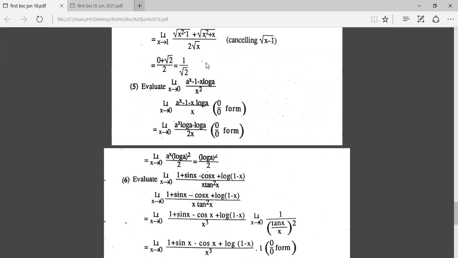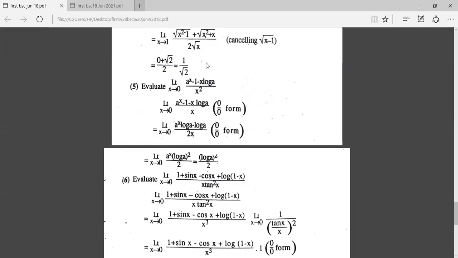If we take the limit as x tends to 0, check whether it is of the indeterminate form. If you put x equals 0, a raised to 0 is 1, so you will get log a minus log a, that is 0, divided by 2 into 0, that is 0. So 0 by 0 is an indeterminate form. Therefore, by L'Hospital rule, you have to differentiate once again both numerator and denominator with respect to x.